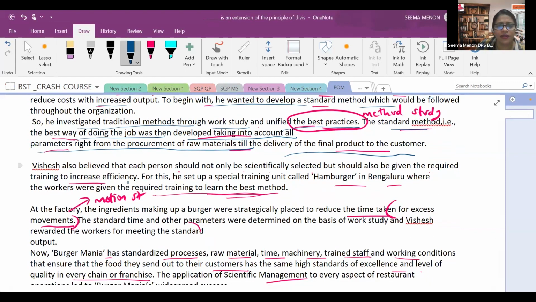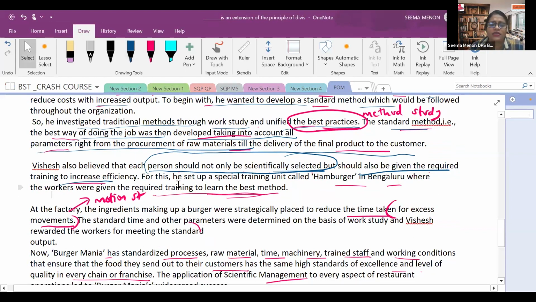Vishesh also believed that each person should not only be scientifically selected. So scientific selection, what is coming? Science, not rule of thumb. Is it correct, children? But they should also be given the required training to increase efficiency. So here comes science, not rule of thumb. They should be appointed as per the qualification. Their qualification we have to see, then we are supposed to appoint them.